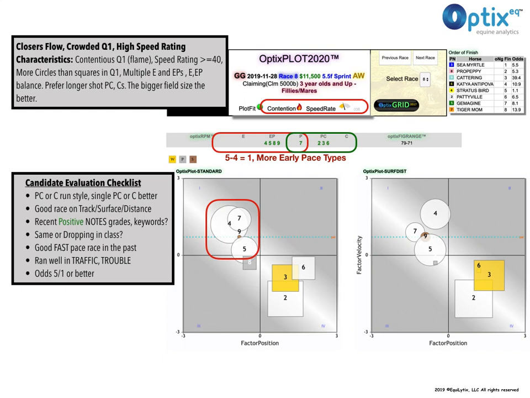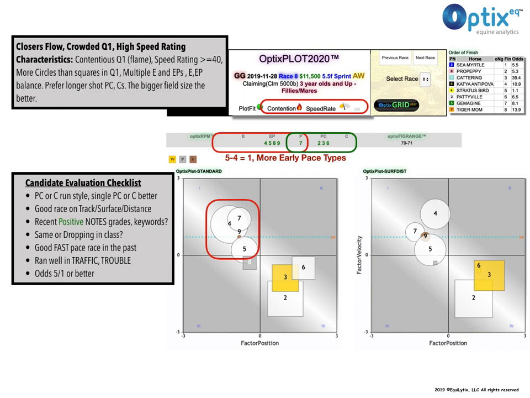Recent positive notes, grades, or keywords. What I'm looking for there is not like a B+ grade, something that's really obvious. I'm looking for things like trouble, better than looked, improve on the keywords, maybe an excuse on the grades, something where the horse is a little bit dirtied up and is better than his form might indicate.